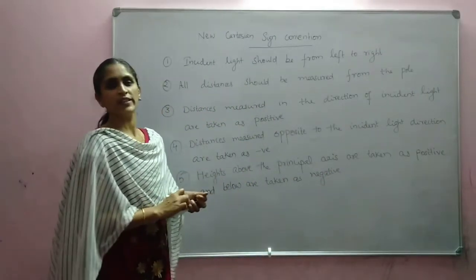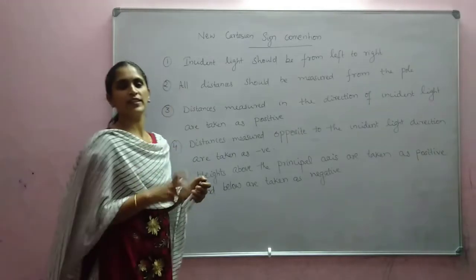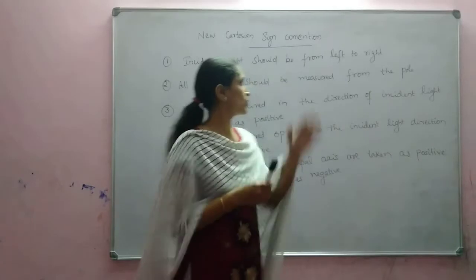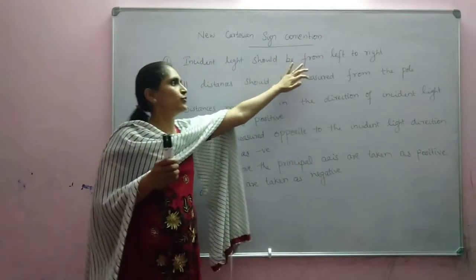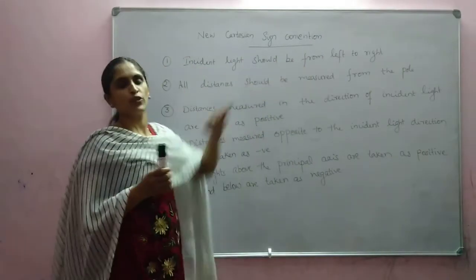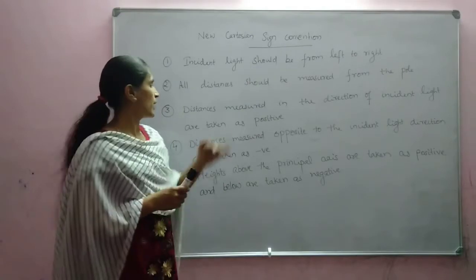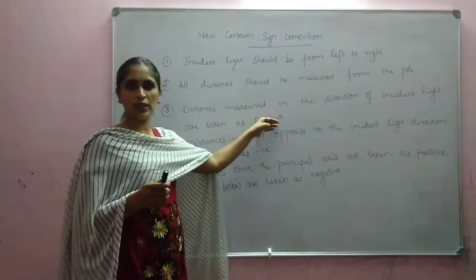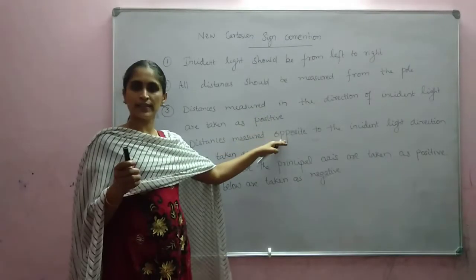So all these rules, all these sign conventions, you should remember before solving the problems. Which are those? Light should be incident from left to right and all distances should be measured from the pole. Distances measured in the direction of incident light are taken as positive and opposite are taken as negative.